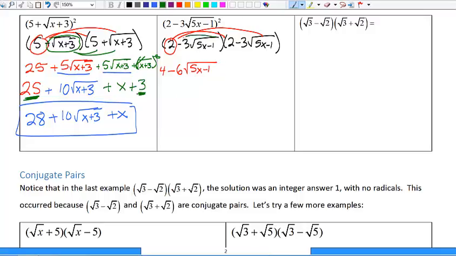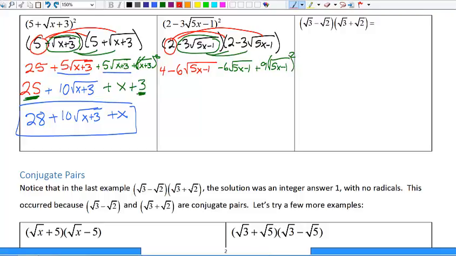Then I'm going to come back and grab the whole second term. Negative 3 times positive 2, that's negative 6 times the square root of 5x minus 1. And then the last term, I have negative 3 times negative 3, that's positive 9. The square root of 5x minus 1 times the square root of 5x minus 1 is the square root of 5x minus 1 quantity squared.